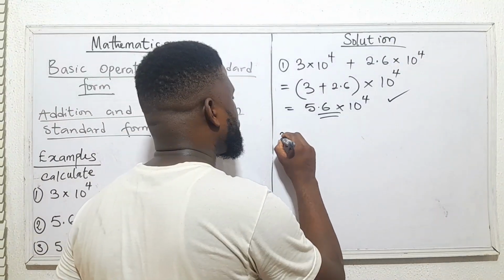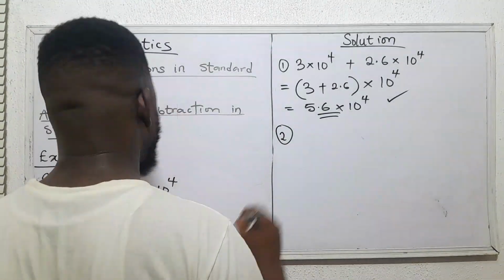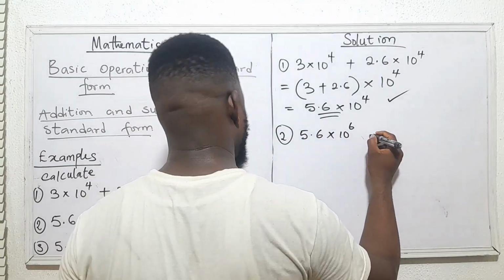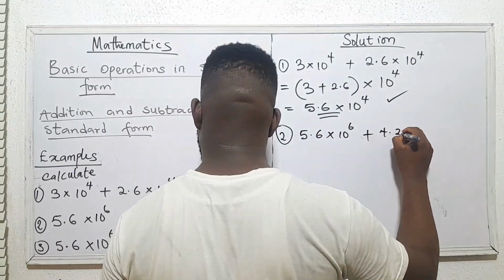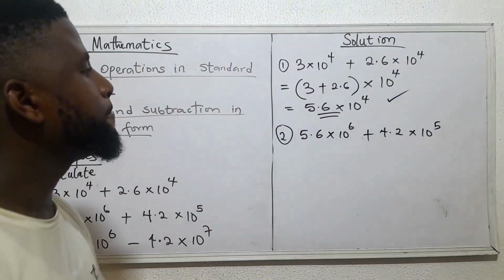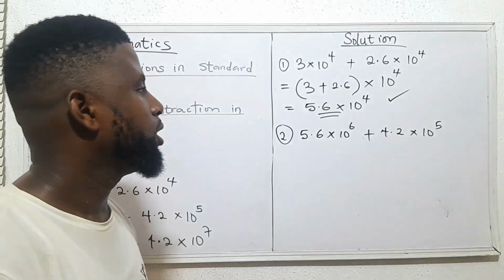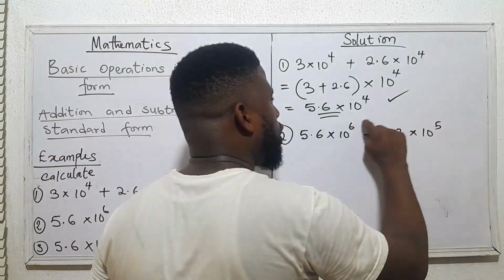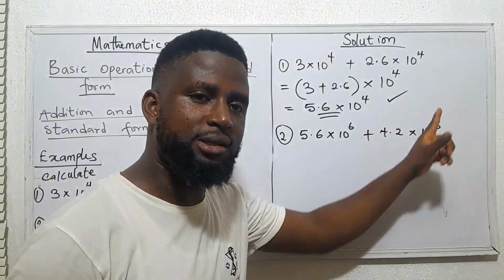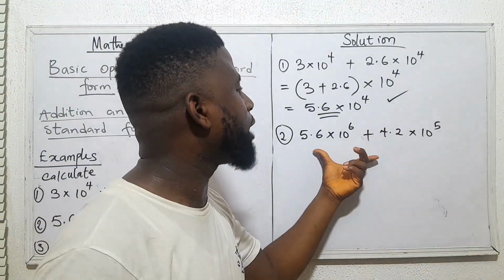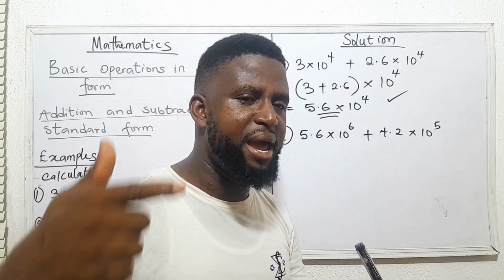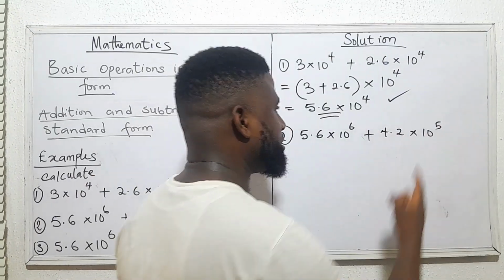So number 2, we have 5.6 times 10 raised to the power 6 plus 4.2 times 10 raised to power 5. Now, if you look at this, their indices are not the same. If their indices are not the same, that is n, we cannot go ahead and add the front numbers. We need to first make their indices the same.